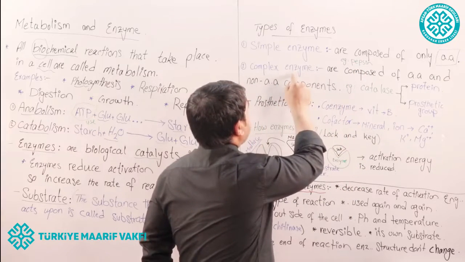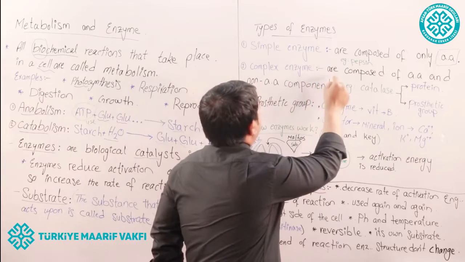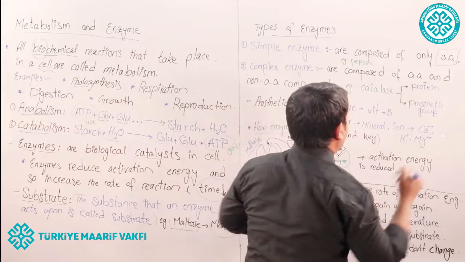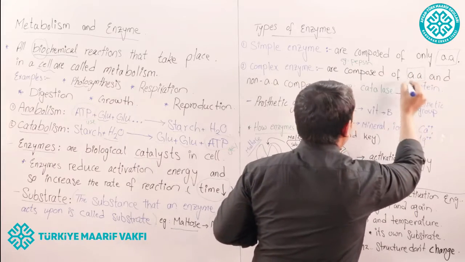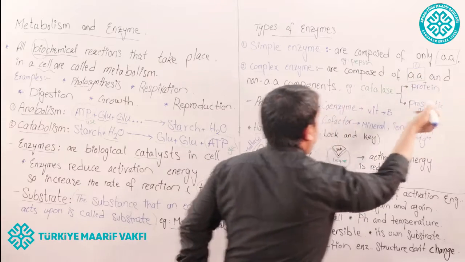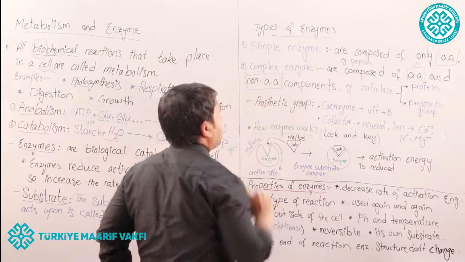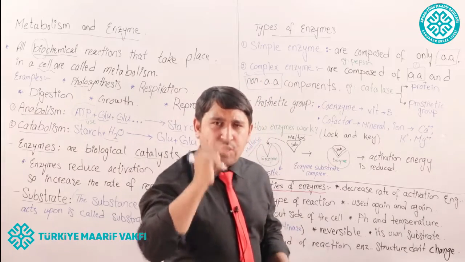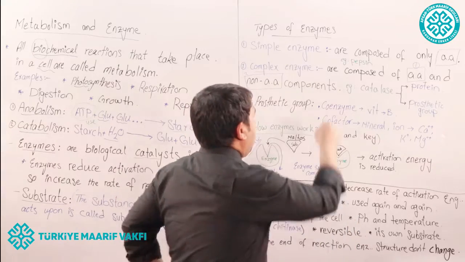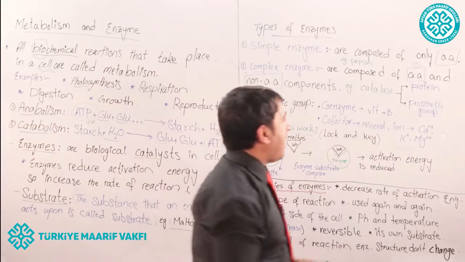If we look at the complex enzyme, the second type according to structure, complex enzymes are composed of amino acid, the first part. And the second component is the non-amino acid part. It has two parts, two components, the amino acidic part and the non-amino acidic part. For example, catalase. Catalase is a type of complex enzyme.